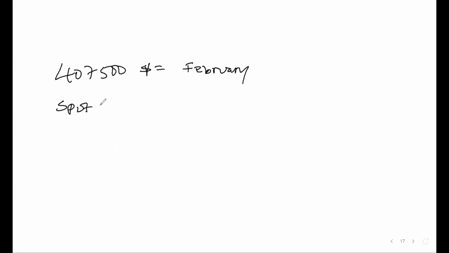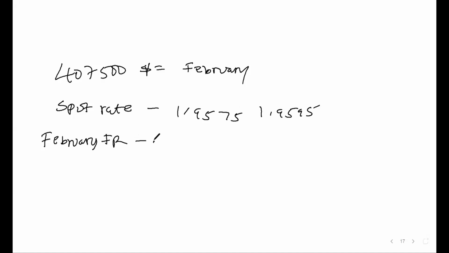So in this case, we are supposed to advise this company. It's a company in UK. It has a receivable of 407,500 US dollars. This is what they expect to be paid in February. So we have the spot rate in December, 1.9575 and 1.9595. Then we have February forward rates, which is 1.9550, and the other one is 1.9575. So that is the forward contract rates.